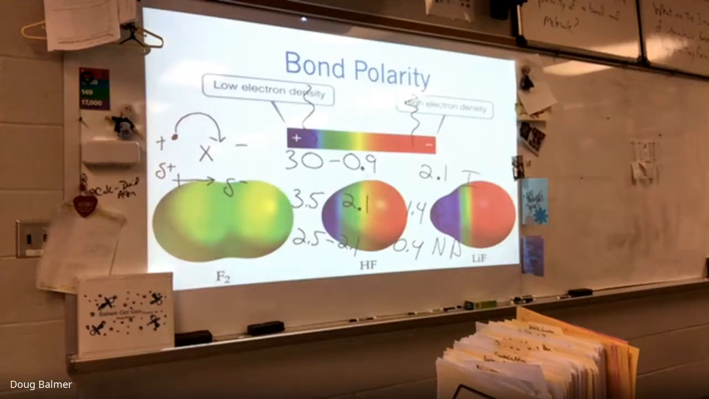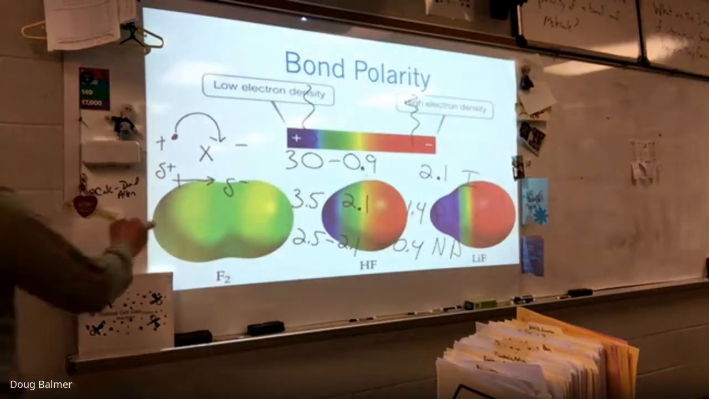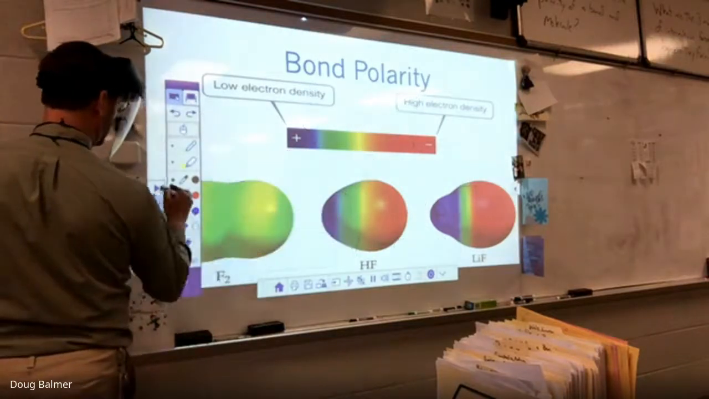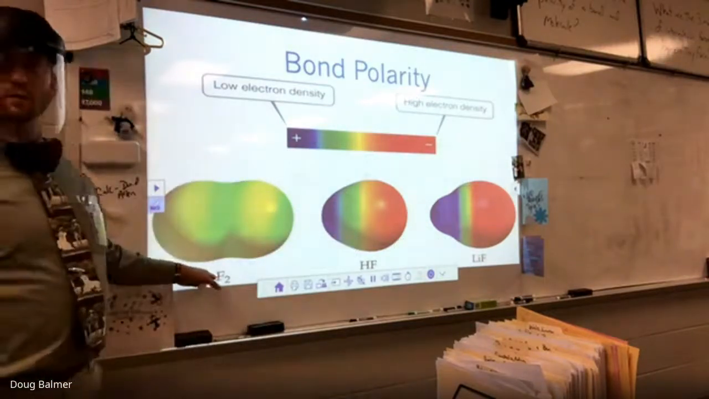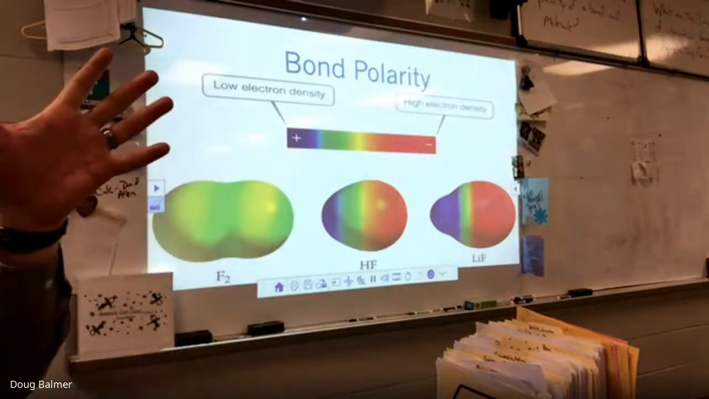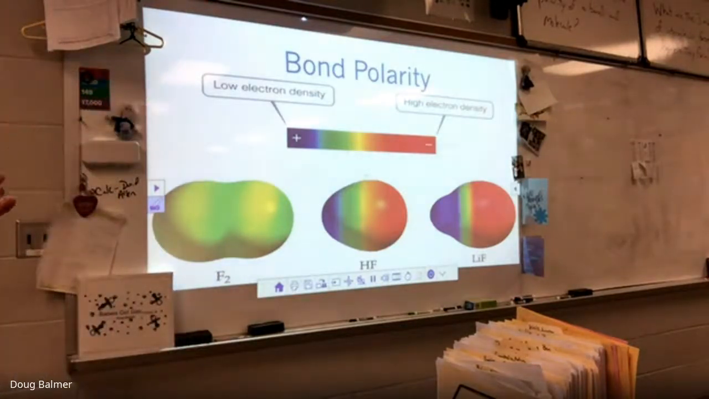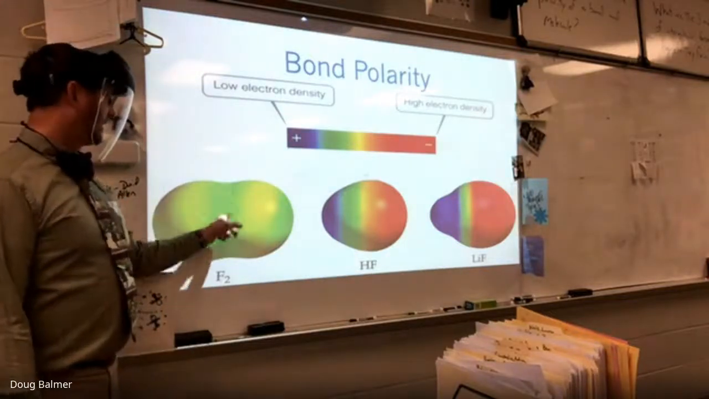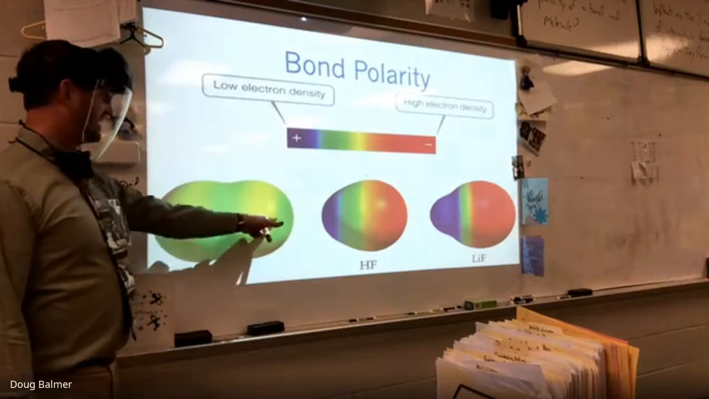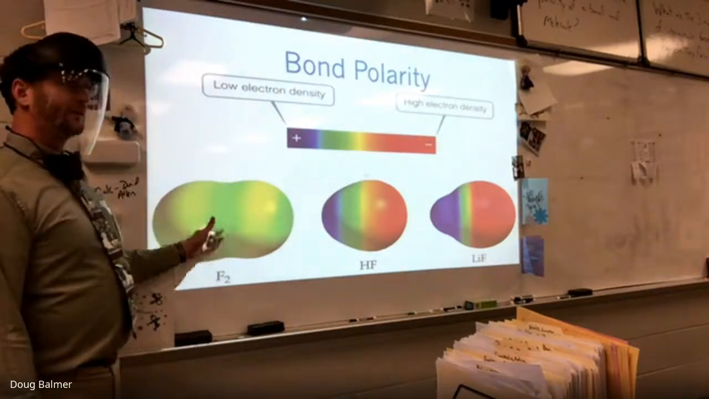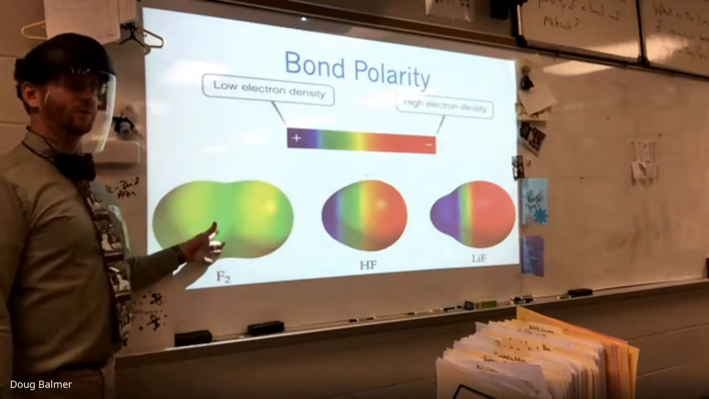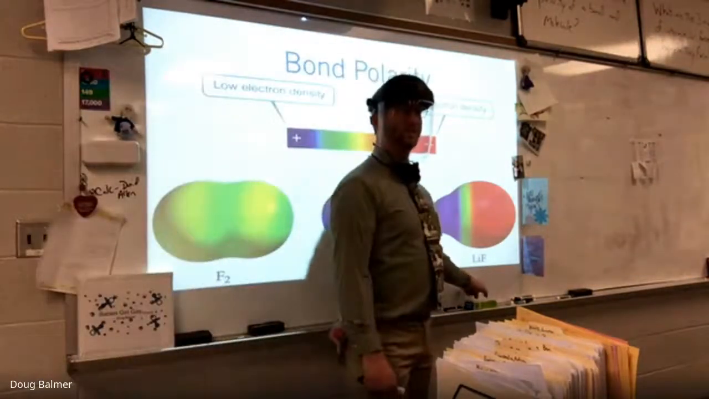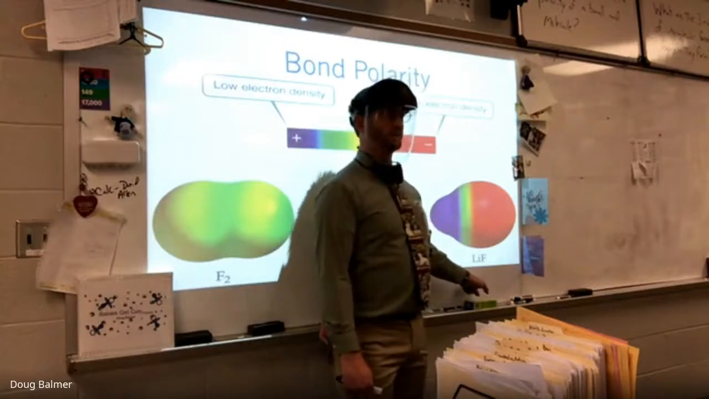This is a nice picture representation of those dipoles. What's the difference between an F and an F? There is no difference. So would you agree F and F will share those electrons equally? And that's what this Venn diagram is basically showing. If this is an F and this is an F, the electrons being shared in between are pretty equally shared. Whereas if we go all the way over here to lithium fluoride, what can you tell me about lithium fluoride without doing any number crunching?